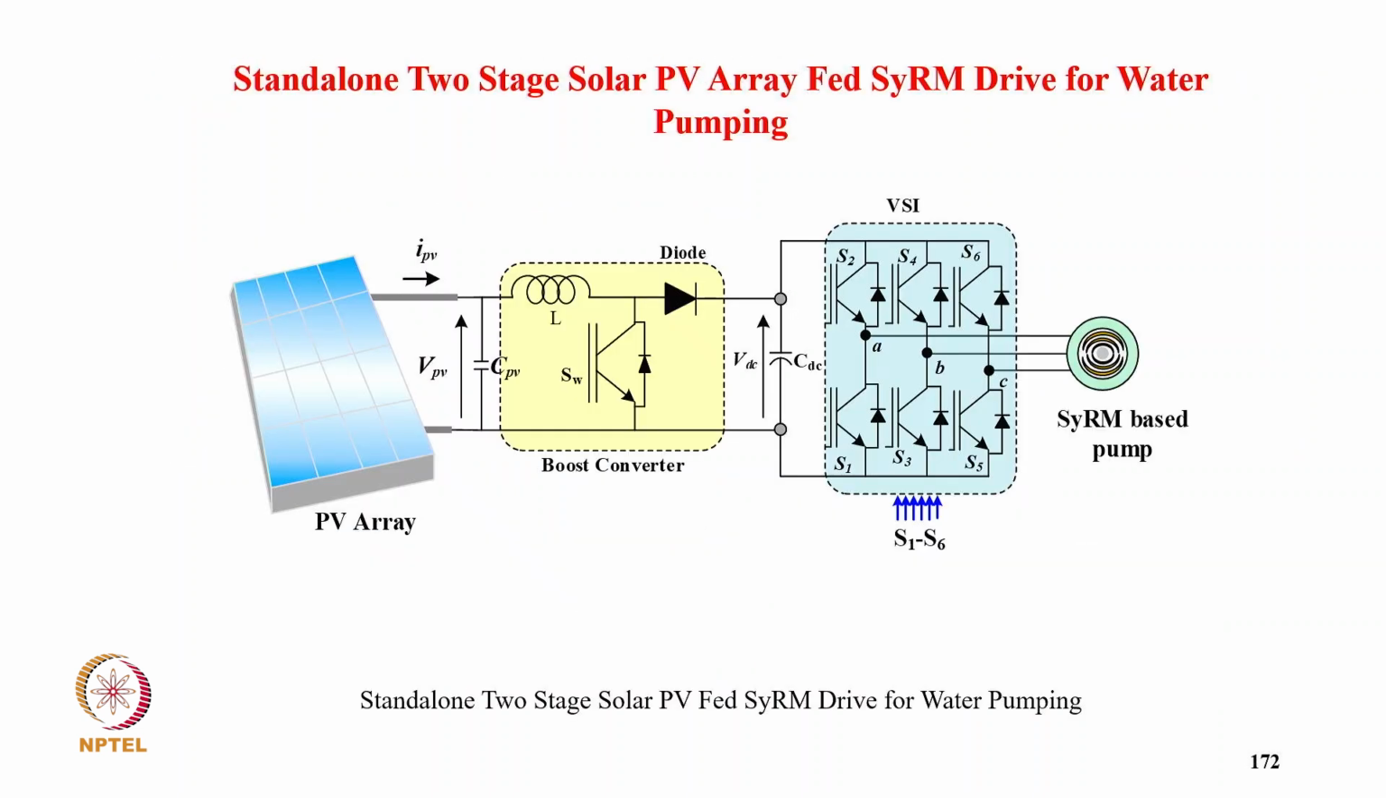So taking first the standalone two-stage solar pumping drive, we have a PV array with the boost converter, and then feeding to the DC link, and then we have a synchronous reluctance motor. So this boost converter is essential for maximum power tracking, and the DC link voltage is controlled by controlling the speed of the synchronous reluctance motor, and the speed is decided by how much power is fed to the motor for driving the water pump.